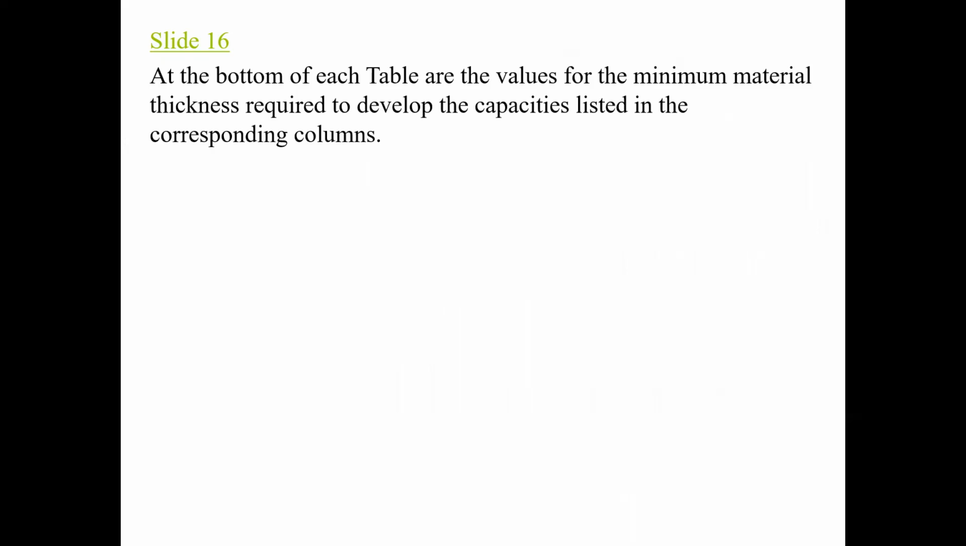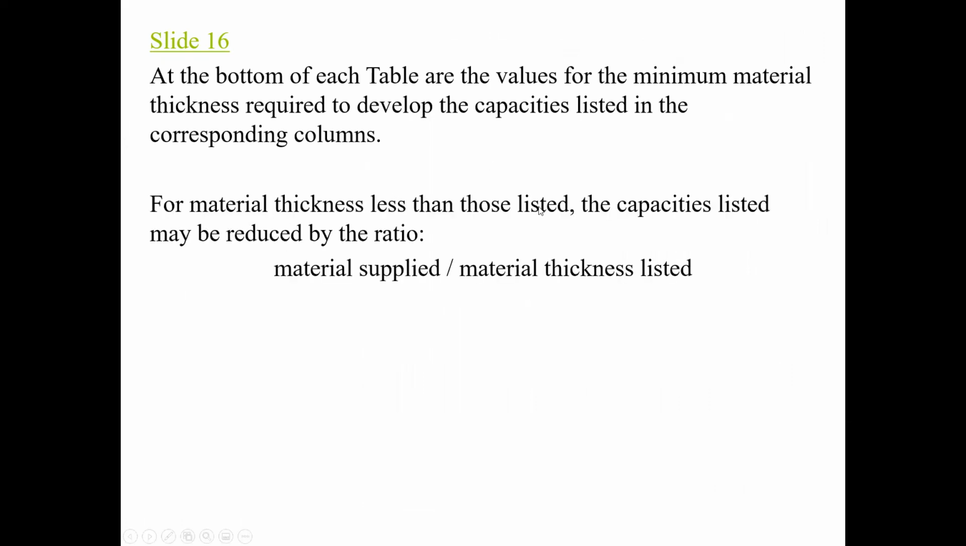Okay, you can prorate the values either in the tables or the material thickness that you have. For material thicknesses less than those listed, the capacities may be reduced by the ratio of material supplied by material thickness. So for example, if I'm using a 6.5 millimeter web thickness and they recommend 7.7, I take 6.5 divided by 7.7, multiply it by the value in the table, and that becomes my VR value. And the converse also happens. If I have something thicker, then I can reduce the material that's listed. We'll do this in the example.